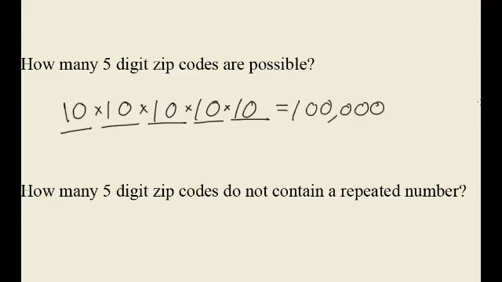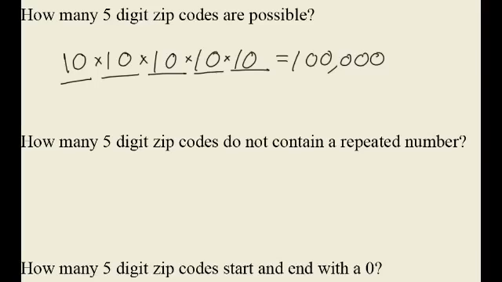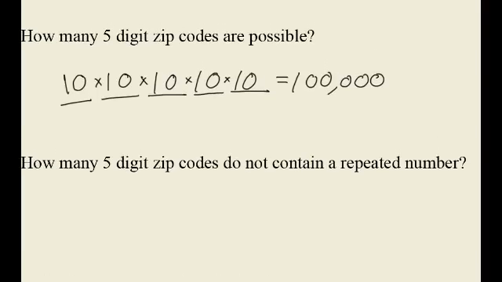But what if we had some sort of a stipulation? How many 5-digit zip codes do not contain a repeated number? In this case, we've still got our 5 blanks. For the first blank, we still have 10 choices. But if we're not going to repeat a number, then whatever number we chose for the first spot, we cannot use in the second spot. So for the second spot, we only have 9 choices. Then for the third spot, we can't use either of those numbers, which means we're down to 8 choices. For the fourth spot, we can't use any of those 3, so we're down to 7. And then, of course, 6.